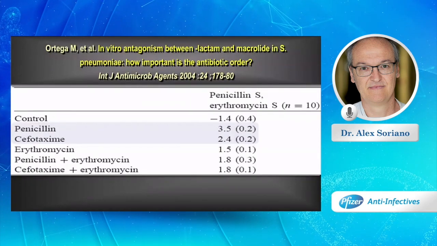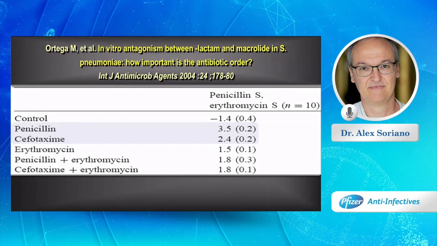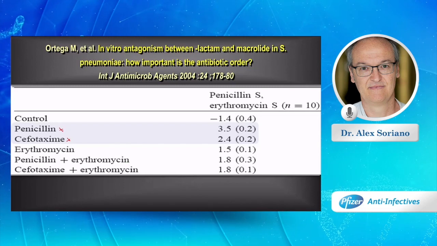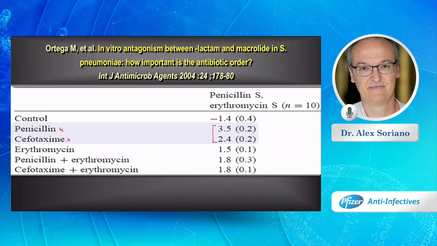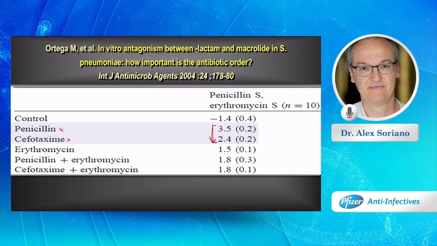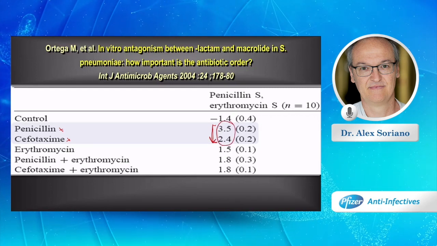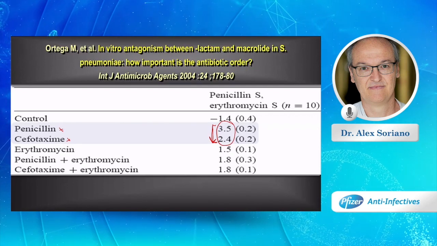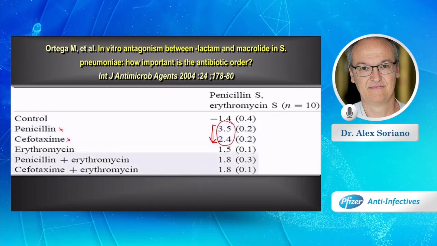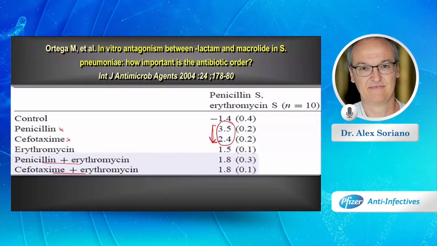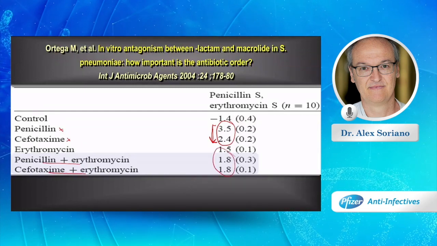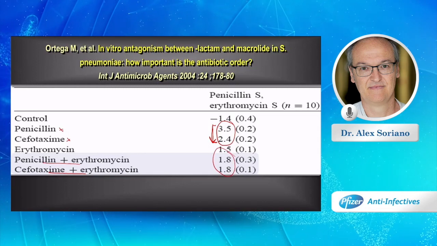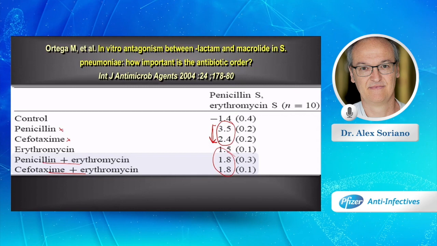Well, this is preliminarily not so evident, because we know that when we combine penicillin or cefotaxime plus a macrolide, what happens? In monotherapy, they are very bactericidal. You can see here an important decrease in the total amount of bacteria after 6 hours of exposure to penicillin or cefotaxime. However, when we combine penicillin plus erythromycin or cefotaxime plus erythromycin, they are indeed antagonistic, with less reduction in the total amount of bacteria. Then why is this combination better?